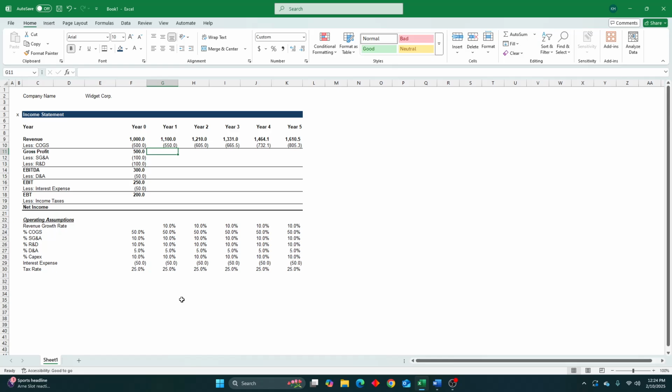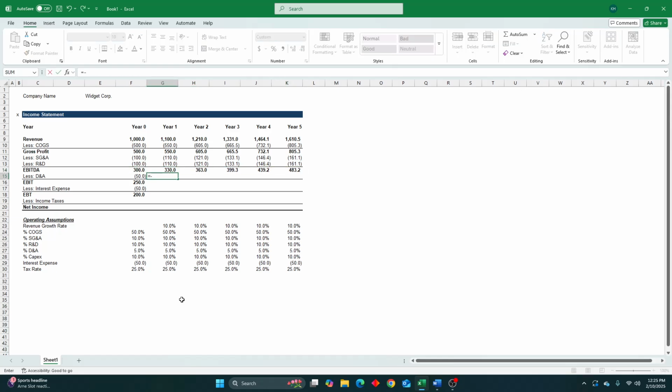For our gross profit, it's just going to be the sum of our COGS and our revenue, just like that. Our SG&A is going to be 10% times our revenue. Project that forward. Our R&D, similar situation, that 10% times the 1100 we have now, which gets us our EBITDA figure. So it's just going to be the sum of our gross profit less our R&D less our SG&A. So we have 330 in year one.